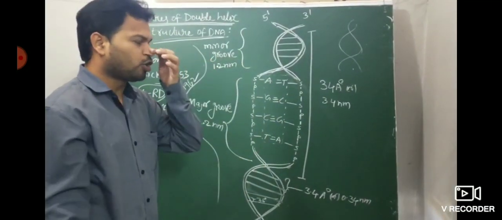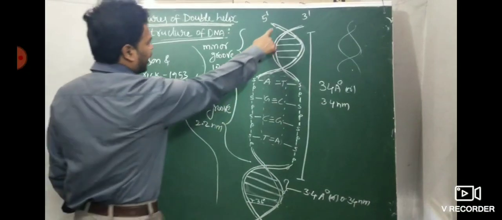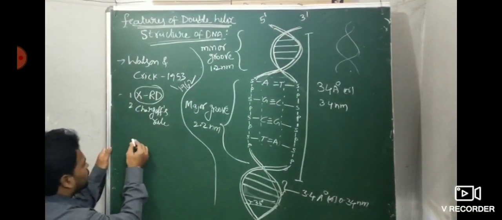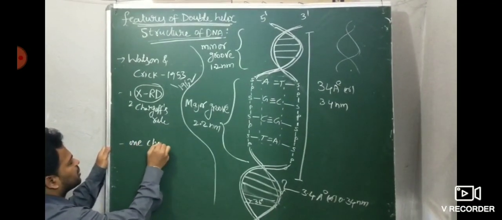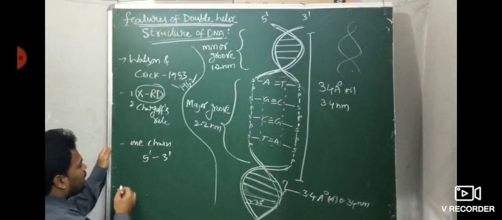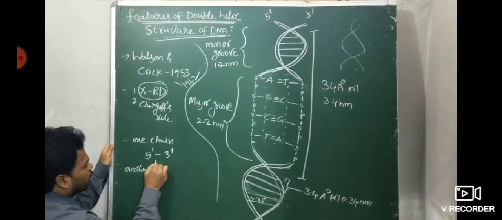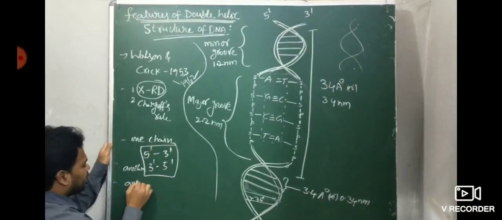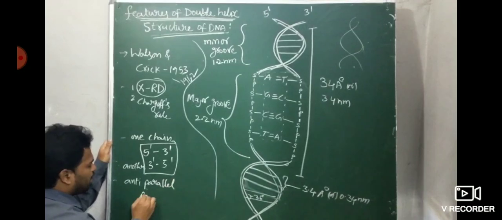Then the 2 polynucleotide chains show anti-parallel polarity. This is one chain, this is the other chain. Anti-parallel polarity means one chain runs in the 5' to 3' direction and the other runs in the 3' to 5' direction. This is also very important.